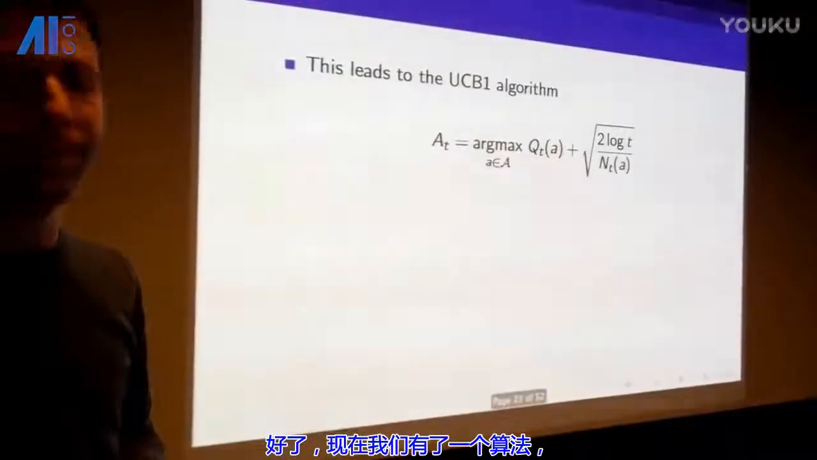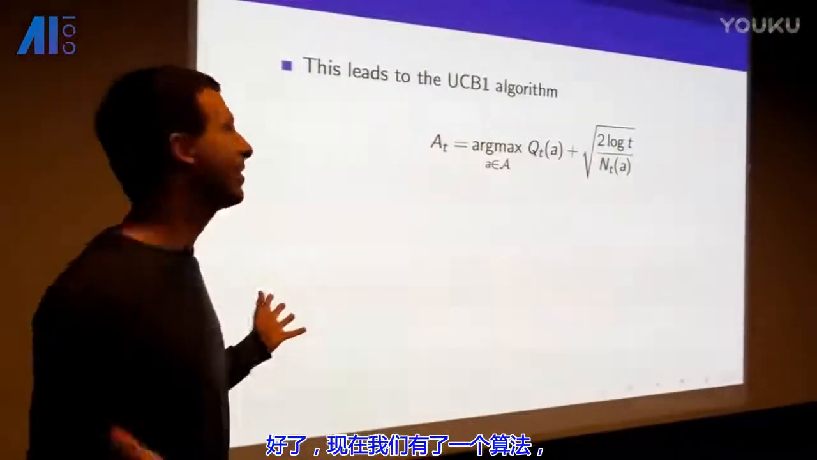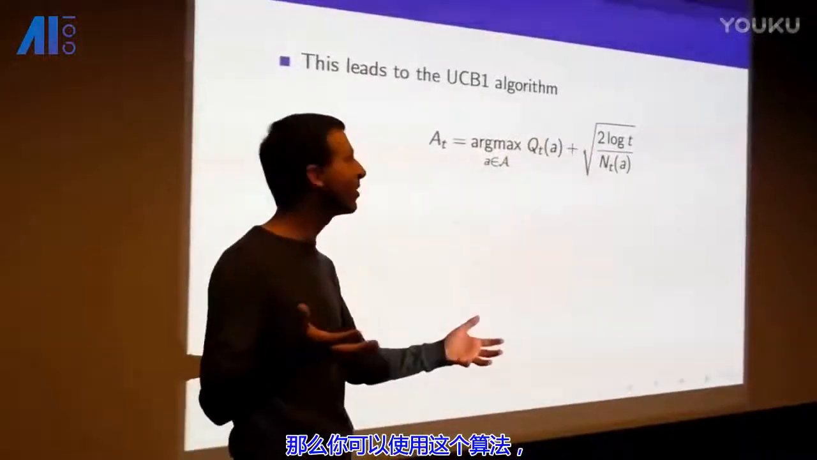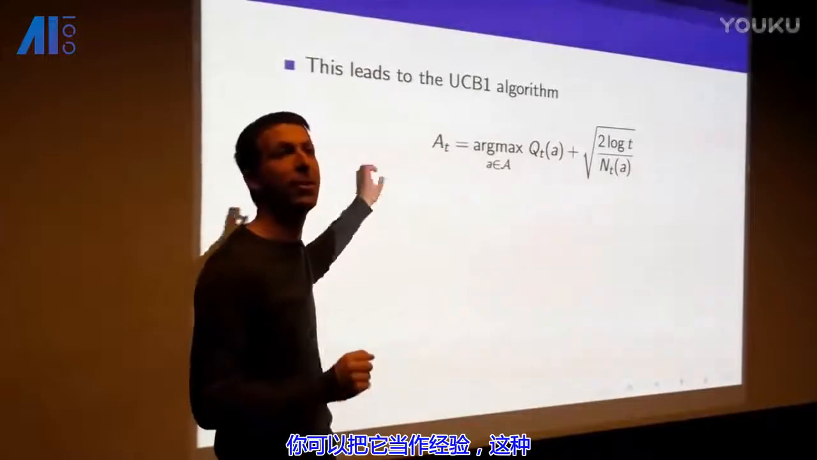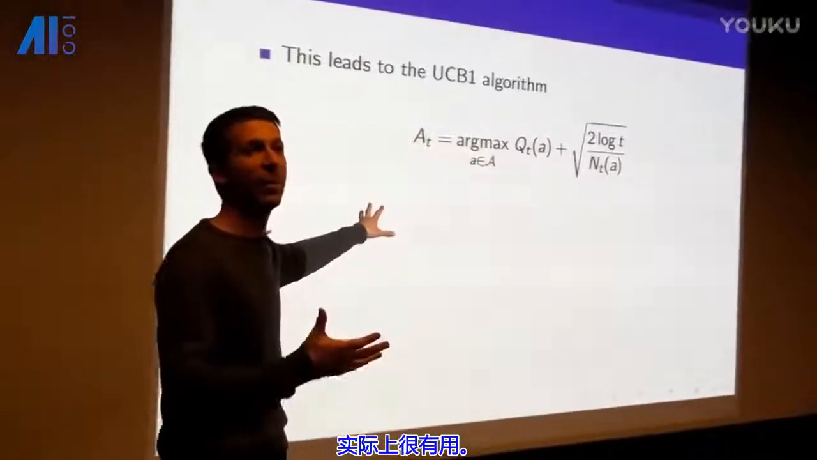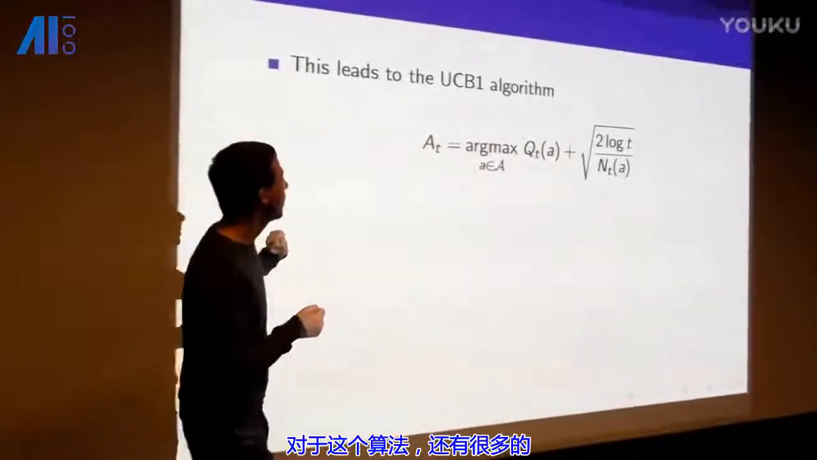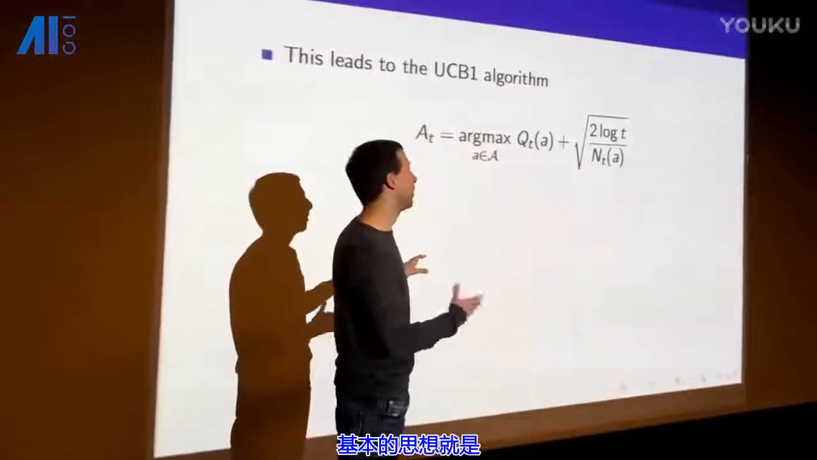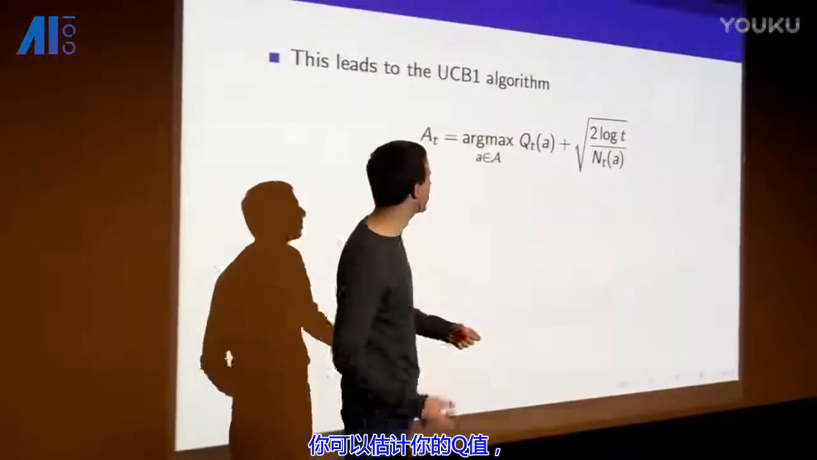Okay, so here's the algorithm. And if the theory was uninteresting to you, you can just use this algorithm. You can just view this as an empirical fact. Here's an algorithm I can use, and this will work. And it works very well in practice. So this is the UCB1 algorithm. There are many extensions, hence the one. It's been followed up in all kinds of different approaches.